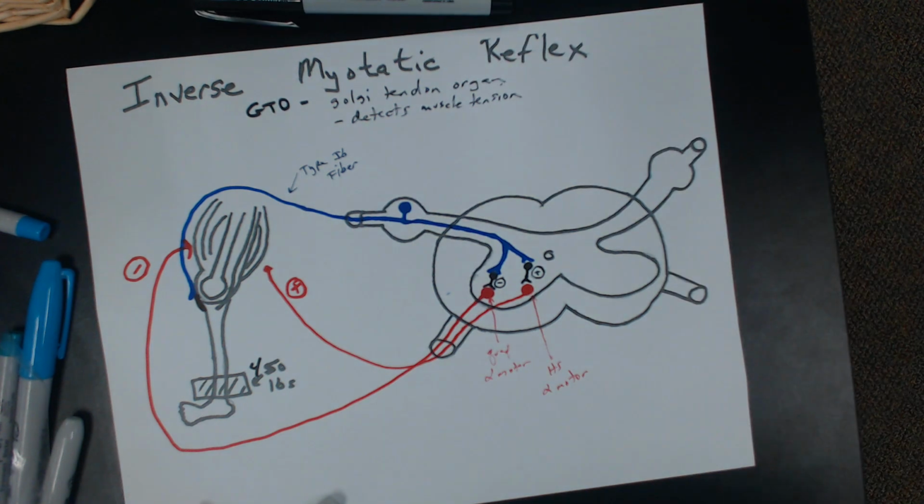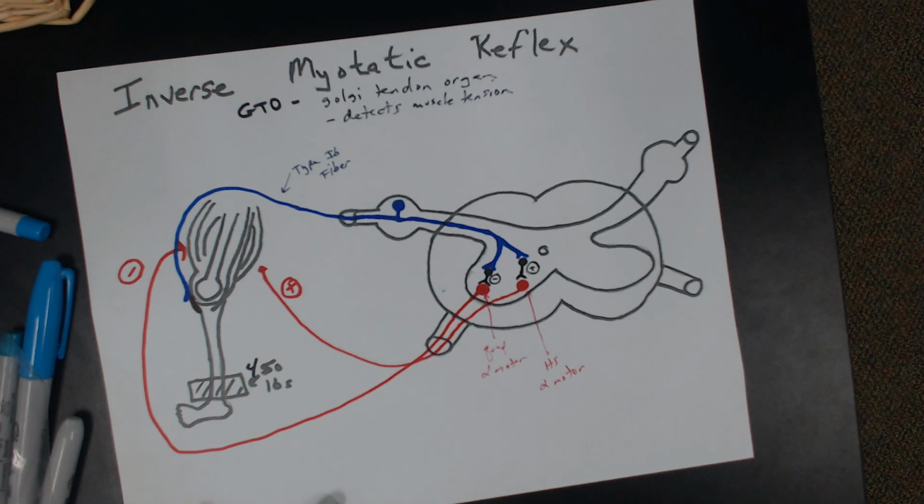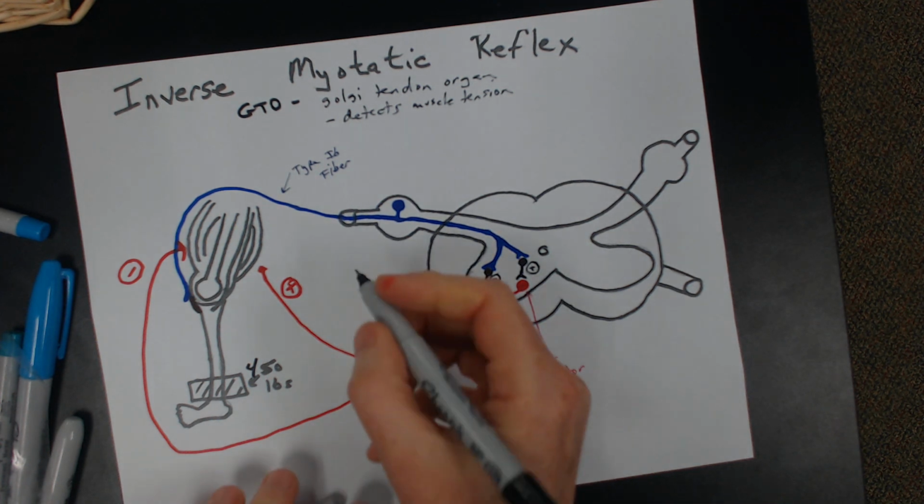Okay. This process has a name too, like the other one was reciprocal inhibition. This one's called autogenic inhibition.